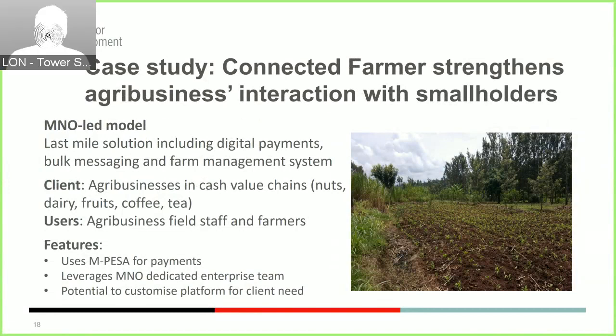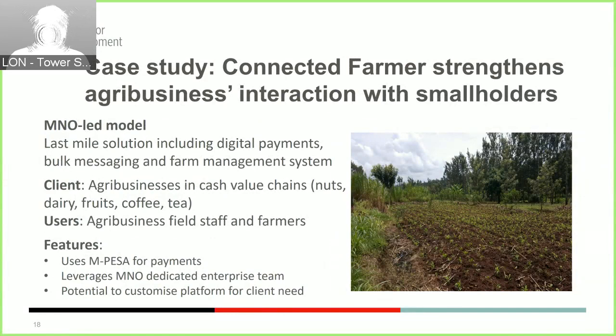So Connected Farmer is a business-to-business solution, most importantly for contract farmers, and it's aimed at strengthening the agribusiness interaction with smallholders. It's currently live in Kenya as well as Mozambique and Tanzania, though it has seen, say, more adoption in Kenya, but efforts to push it as well in the 2 countries in East Africa have been continuously, I'd say, renewed. The solution is customizable depending on the agribusiness client.